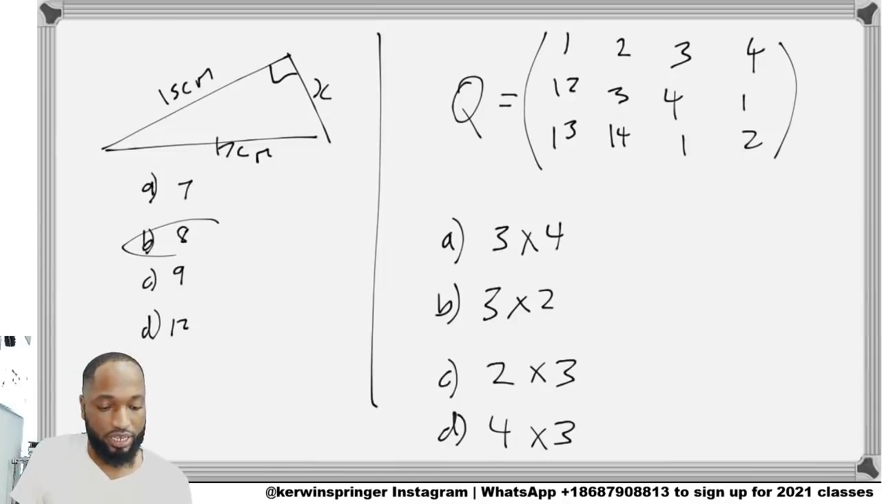So the answer for this one is B. This is a special type of triangle. Memorize it: 8, 15, 17. Out of that, what's the order for this matrix?